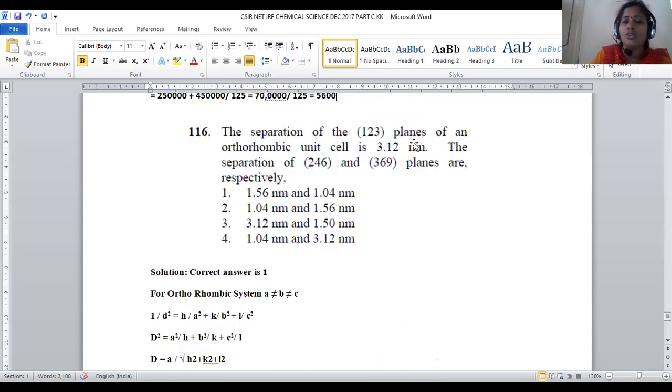The separation of the 1, 2, 3 planes of an orthorhombic unit cell is 3.12 nanometers. The separation of the 2, 4, 6 and 3, 6, 9 planes are respectively? For one plane it is given, and for the second and third planes we have to predict. An orthorhombic unit cell was given. It is a part of solid state chemistry, and in this, for 1, 2, 3 the separation is given. For 2, 4, 6 and 3, 6, 9 we have to predict.